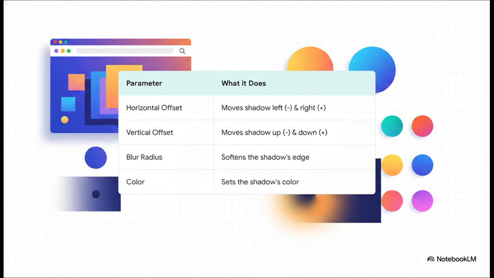Okay, text shadow can look a little scary at first, I get it, but it's really just built on 4 simple ideas. You've got your horizontal and vertical offsets to position the shadow, a blur radius to control how soft or sharp it is, and then of course, the color.